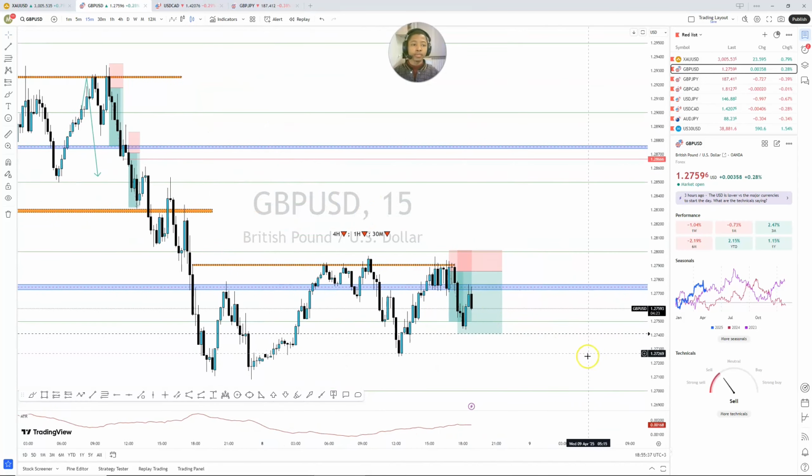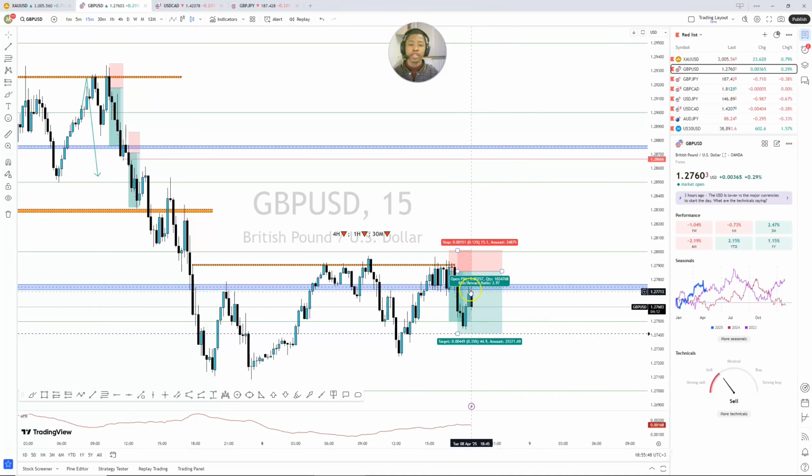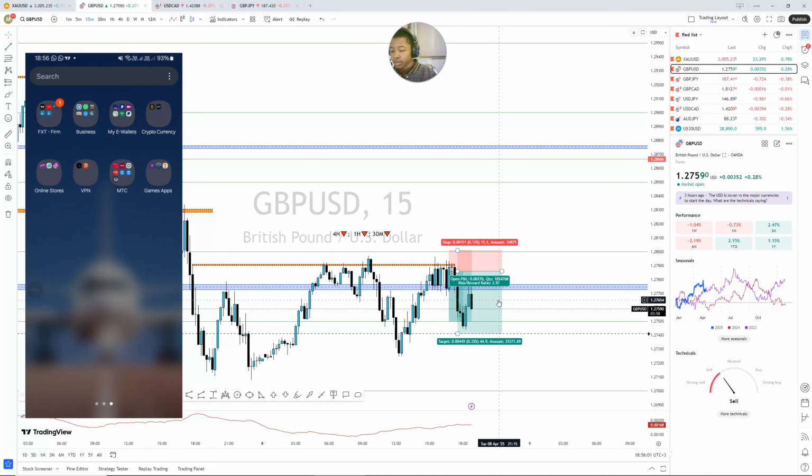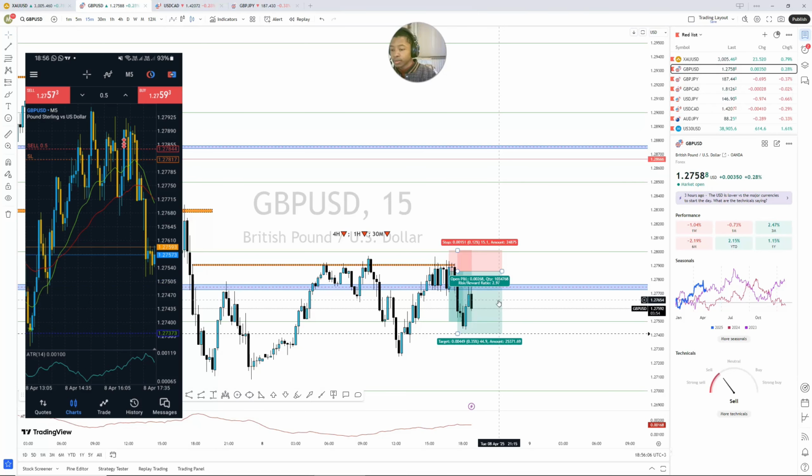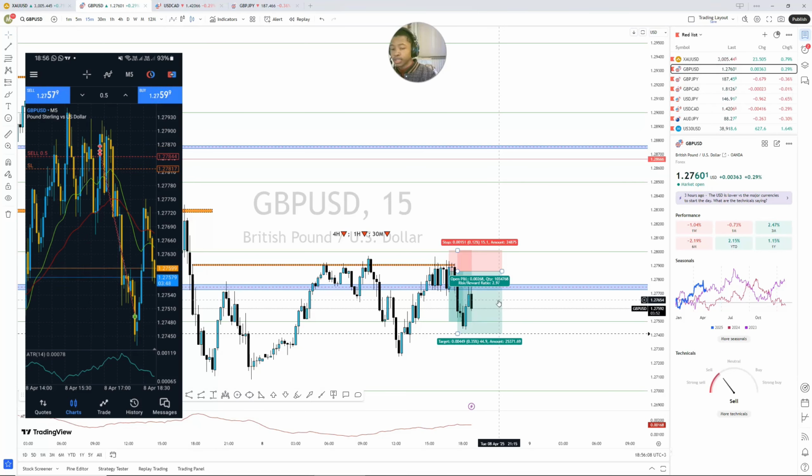We are having some rejections on this level, right? With pin bars. If we had not entered on this position, this could have been a very good entry, the break and retest of this 4-hour demand and supply. But now let me just show you what we have on our account. Let me start MetaTrader 5.